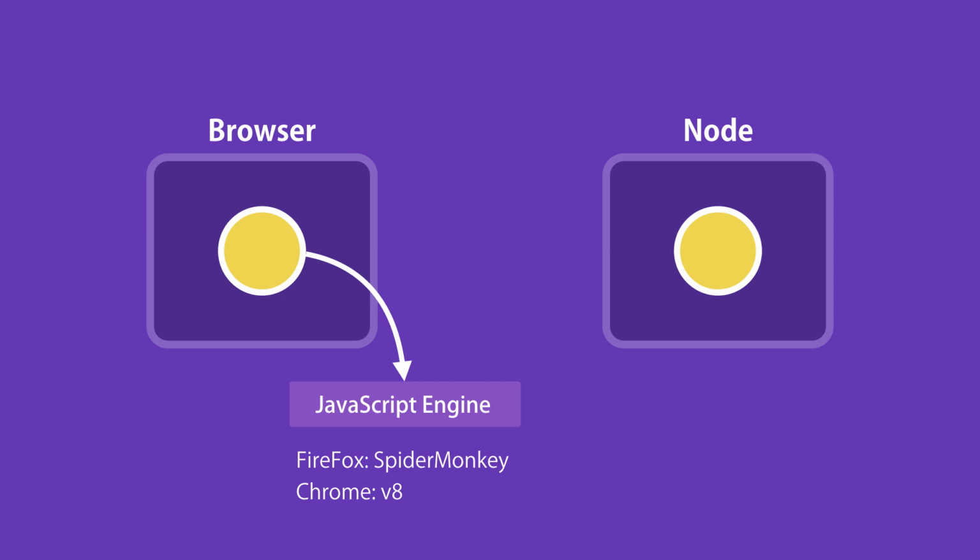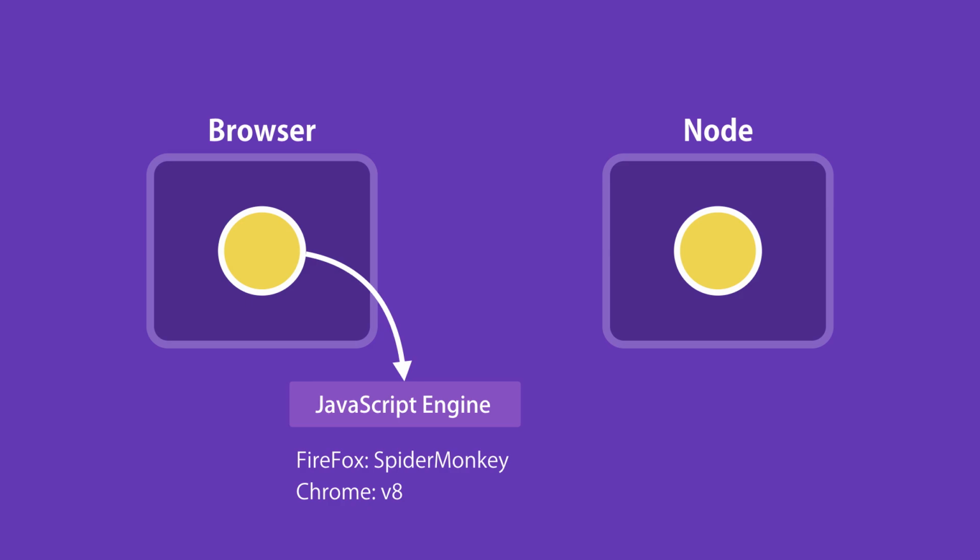And this means with JavaScript, we can build the backend for our web and mobile applications. So in a nutshell, JavaScript code can be run inside of a browser or in Node. Browsers and Node provide a runtime environment for our JavaScript code.